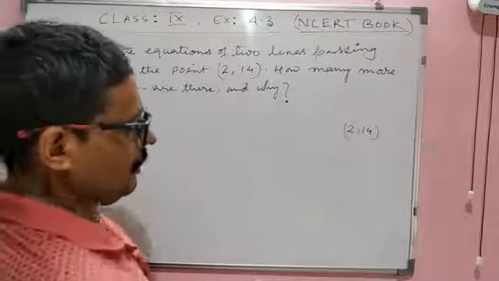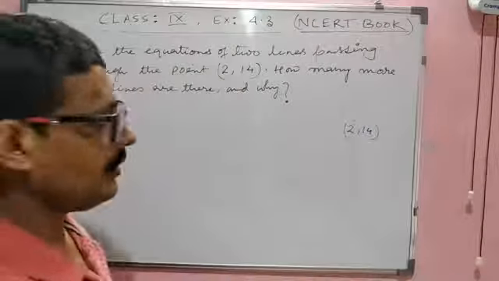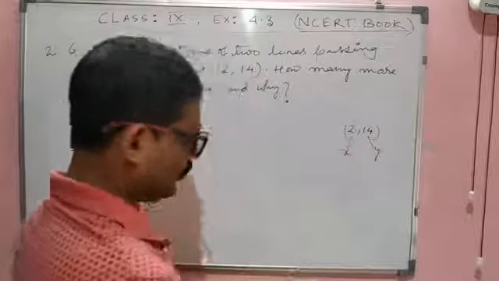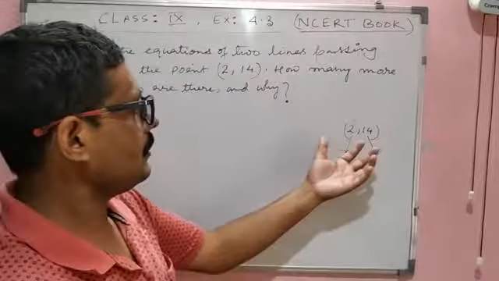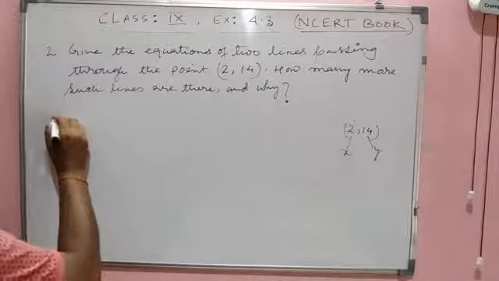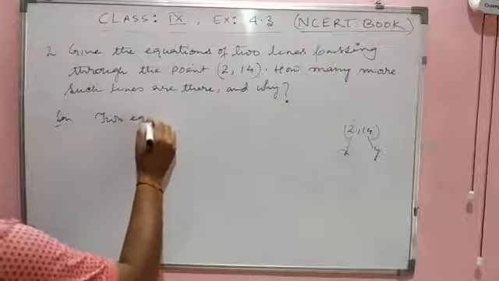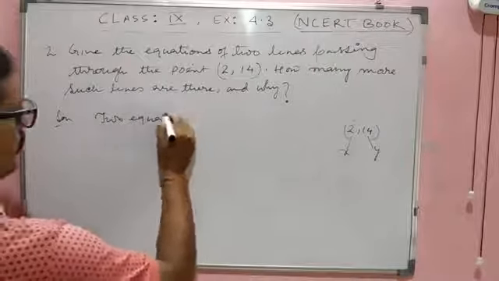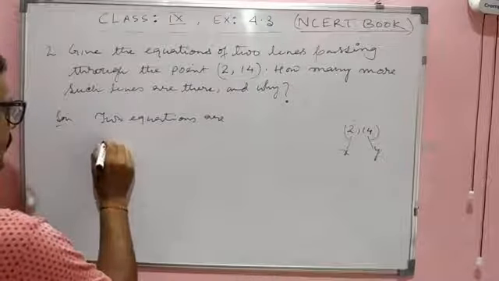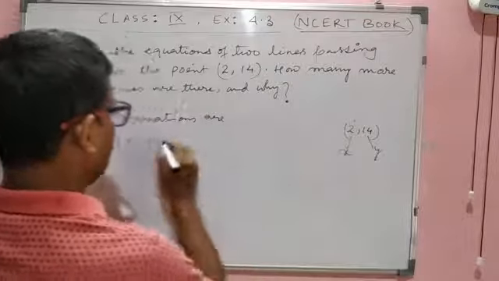That means we have to write two equations whose solution will be this one. That means we are considering this as the value of x, this as the value of y. So you have to write such an equation that will be satisfied by this point. So let us see how to write. Therefore two equations are, let us take one equation, x + y = 16.